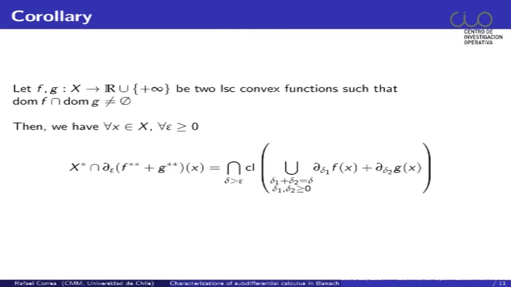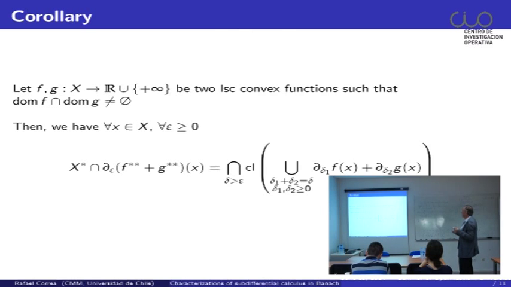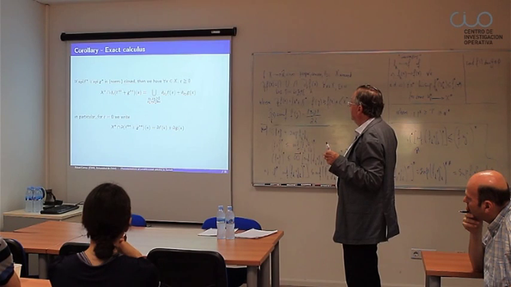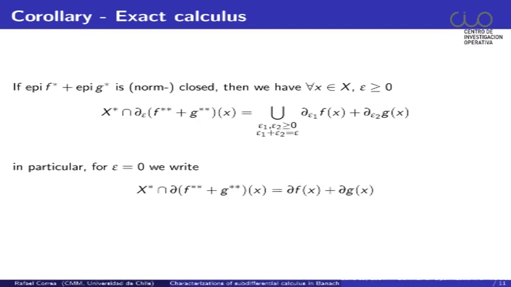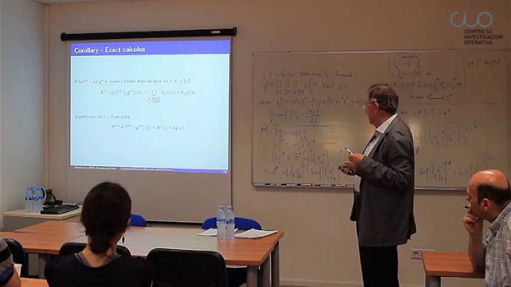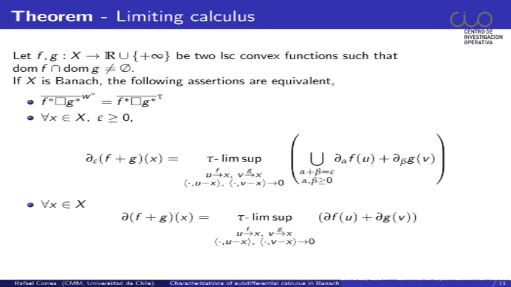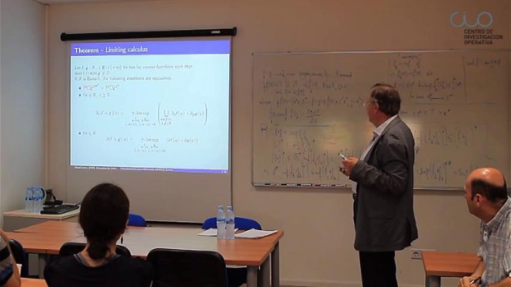Finally, a simple corollary gives us a simple, exact formula. This is a nice study of the formulas for the bi-conjugate. I don't speak about the limiting subdifferential. These are other kinds of formulas where we use not X here, but we obtain limiting formulas.